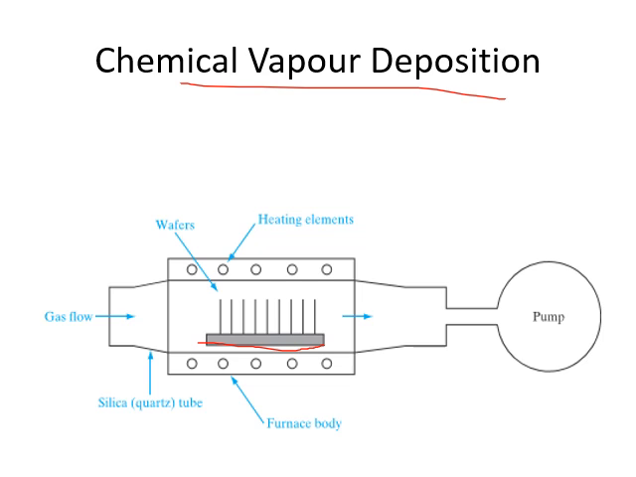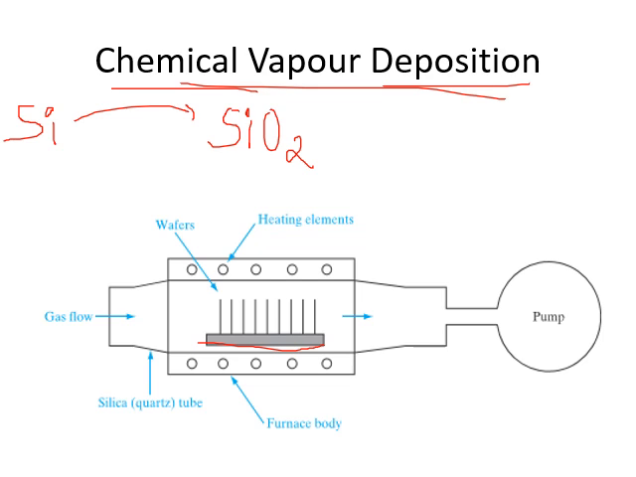What is the concept behind chemical vapor deposition? When we go with oxidation, some part of the silicon is used, getting converted into SiO2, that is silicon dioxide. So some silicon is lost, consumed there. If you want to avoid that consumption of silicon, that is 0.44 times, then we have to supply the silicon externally. That is done in this process, which is called chemical vapor deposition.